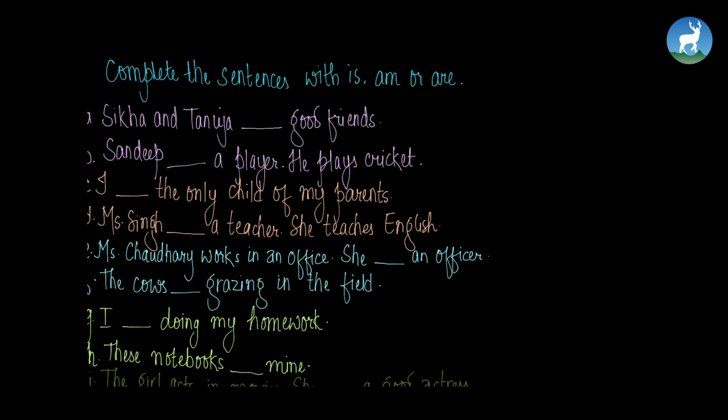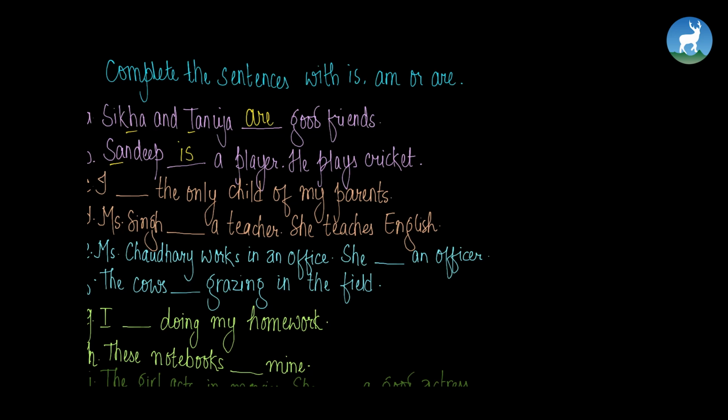Okay, complete the sentences with is, am or are. Shikha and Tanuja are good friends, because we have two subjects, plural subjects, right? Sandeep is a player, he plays cricket. Is Sandeep singular or plural? Singular. So for singular subjects we use is.